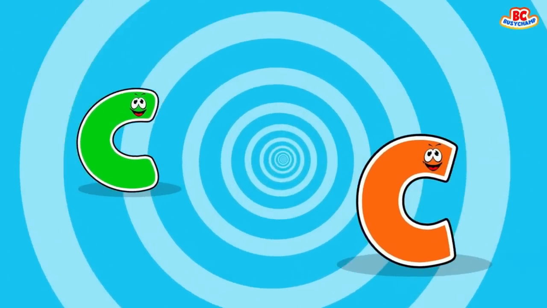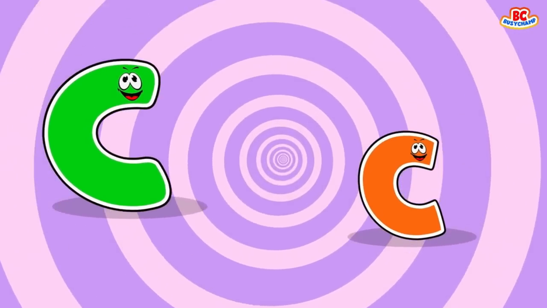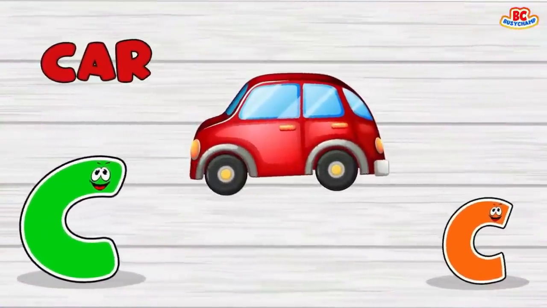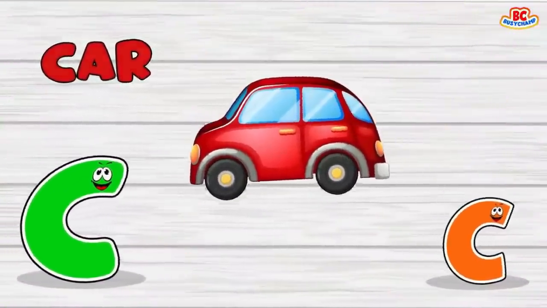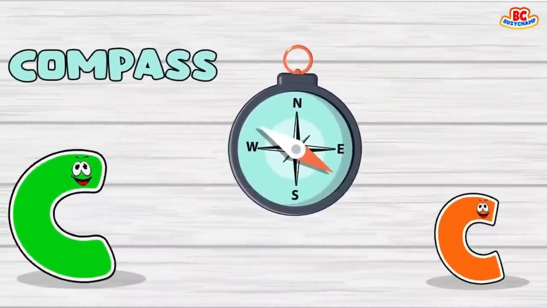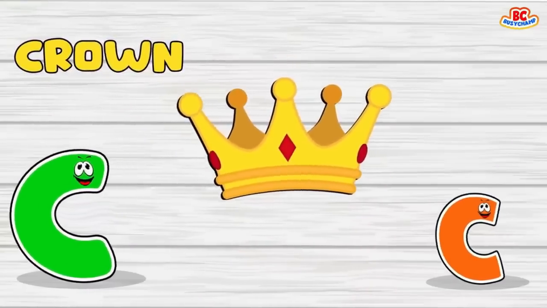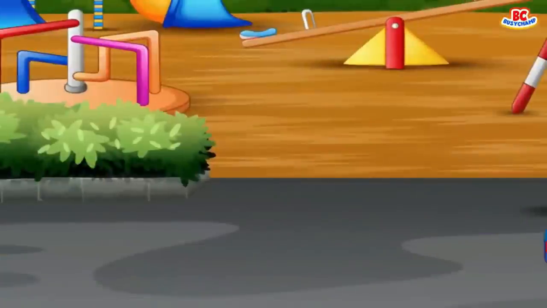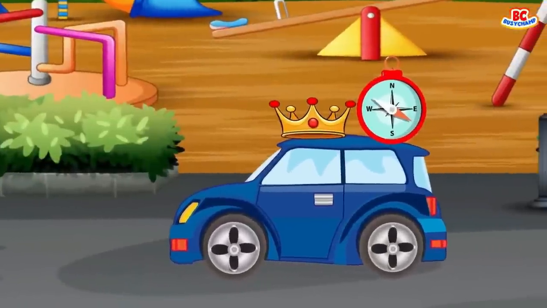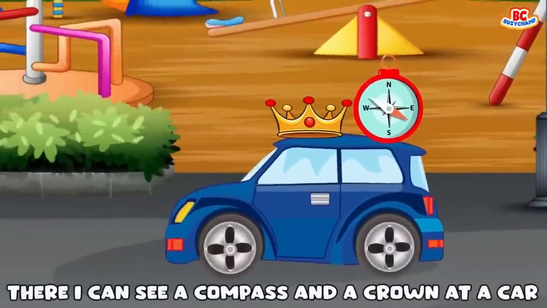C sounds k, k, k, k. C as a car, k, k, car. C as a compass, k, k, compass. C as a crown, k, k, crown. There I can see a compass and a crown at a car.